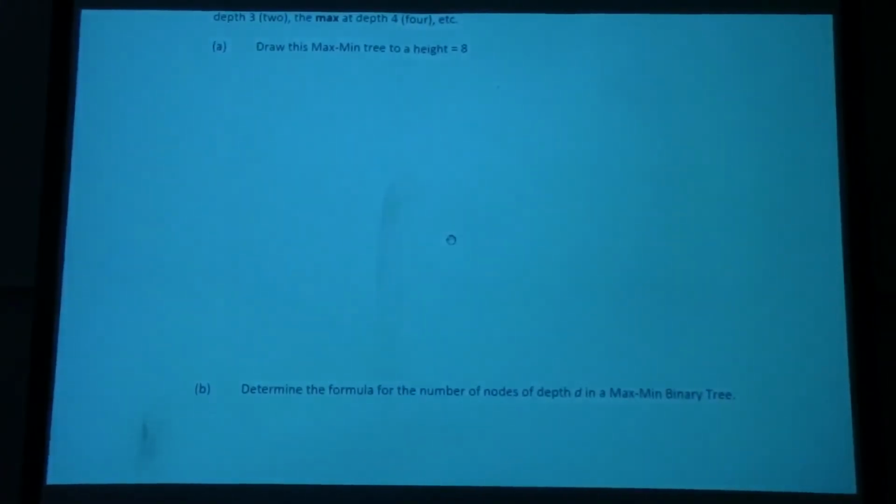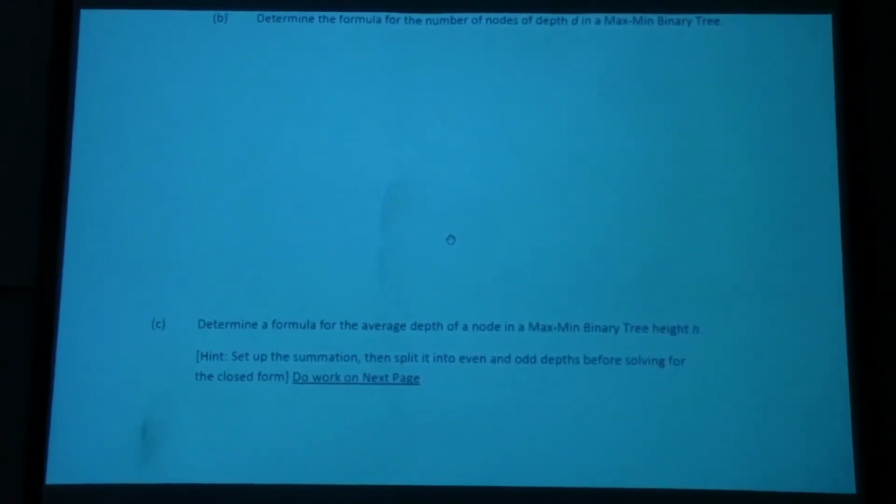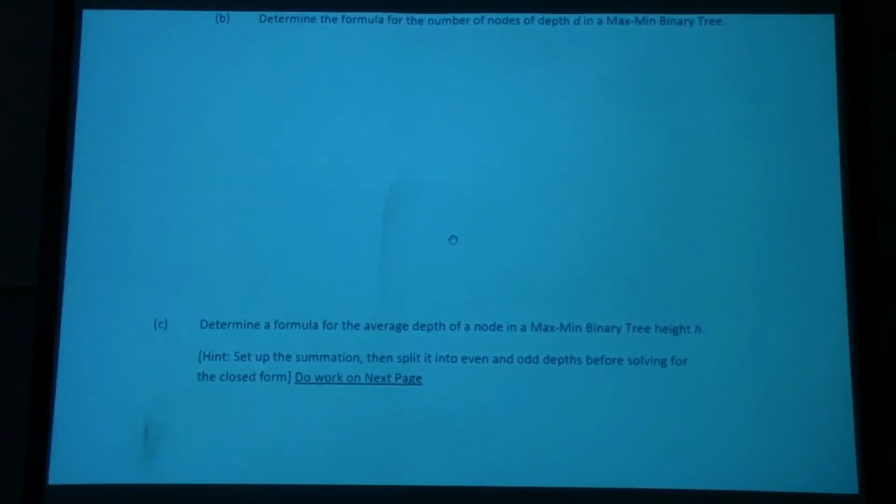Now the last problem, I'm going to let you know right now, is going to be the most challenging. That's why I gave you an entire page to do the work on it, to see what you're going to come up with. So determine the formula for the average depth of a node in a max-min binary tree of height h.